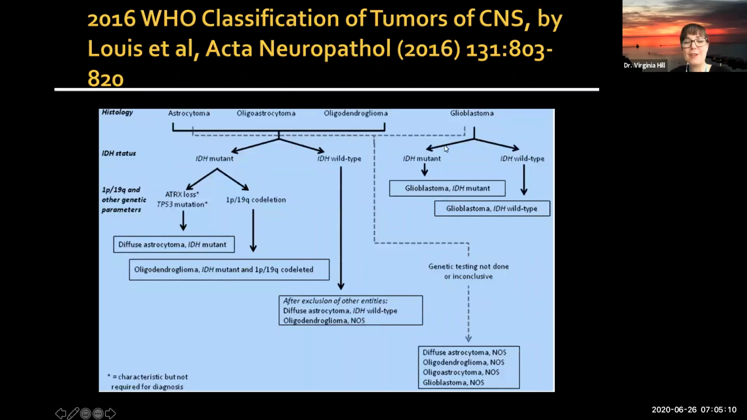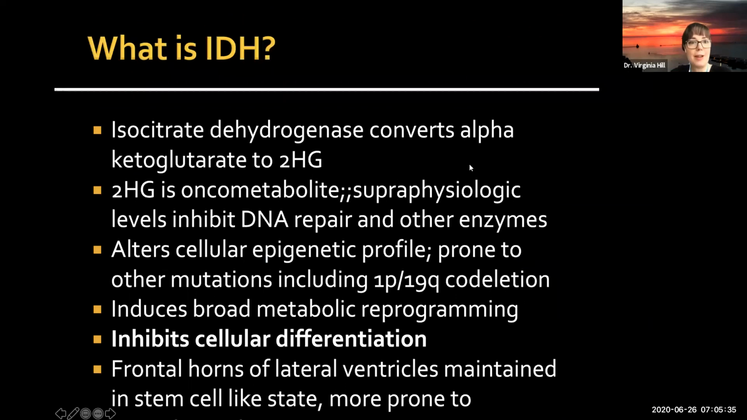Then glioblastomas. In this chart, there are IDH mutant glioblastomas, but as we'll talk about in a few minutes, this is really no longer the case. There are IDH wild type glioblastomas. Now, not all IDH wild type tumors are glioblastomas. Some of them will be a lower grade than a grade 4, but there are no longer any IDH mutant glioblastomas. So let's talk about IDH first.